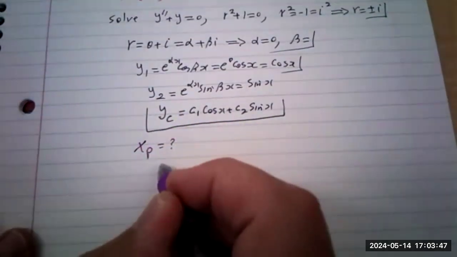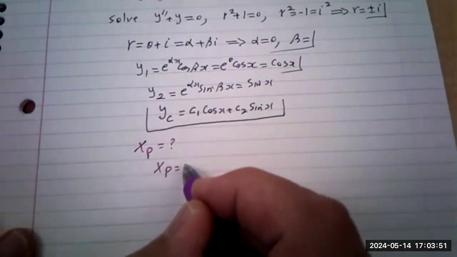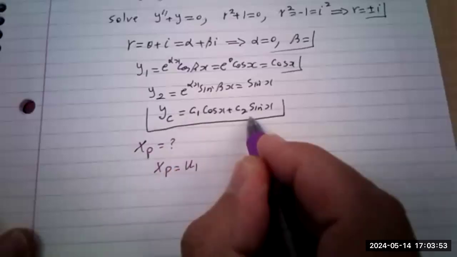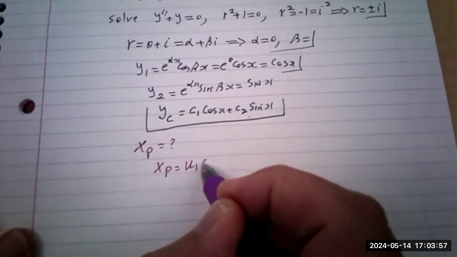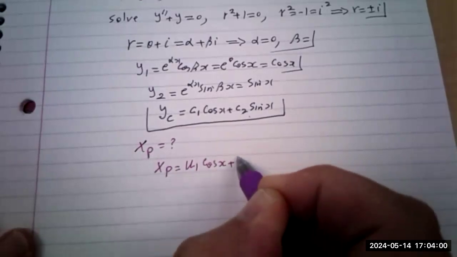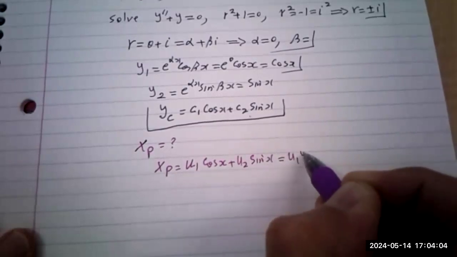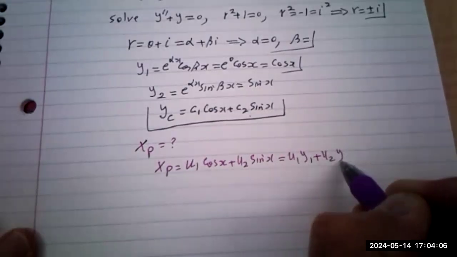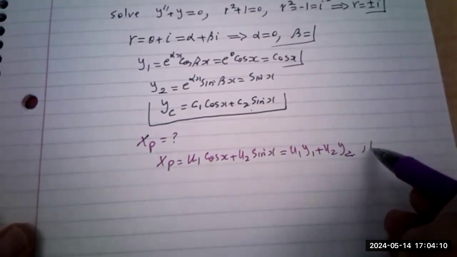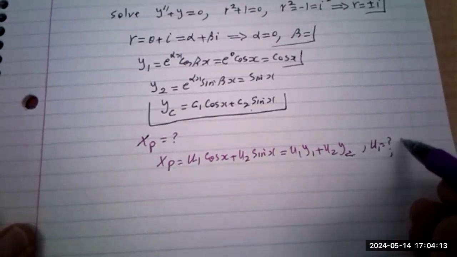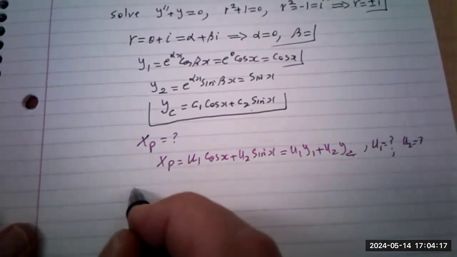So yp. yp, method of variation of parameters. Remember, we are going to write yp to be u1 cosine of x plus u2 sine of x, which is the same as u1 y1 plus u2 y2. And then you have to look for the u1 and the u2, and you have to remember the formula for this.